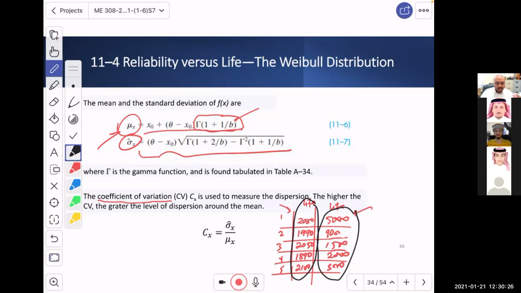So the coefficient of variance or variation is going to measure the dispersion for you. It's another measure, different than the standard deviation, and it is equal to the standard deviation divided by the mean. And again, the higher the CV, this is CV. So the CV for this is high, the CV for this is low. The higher the CV, the more you get worried.